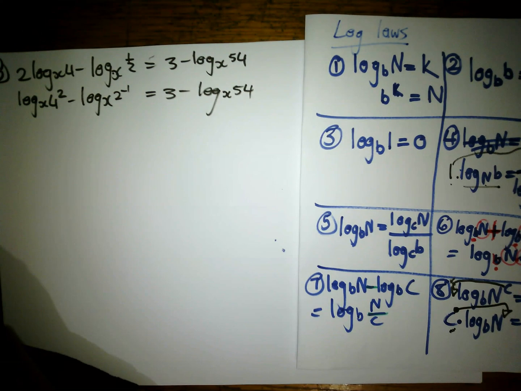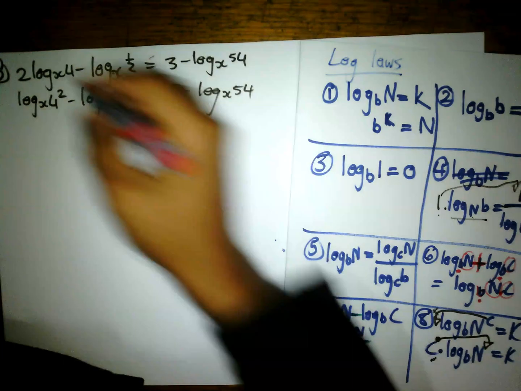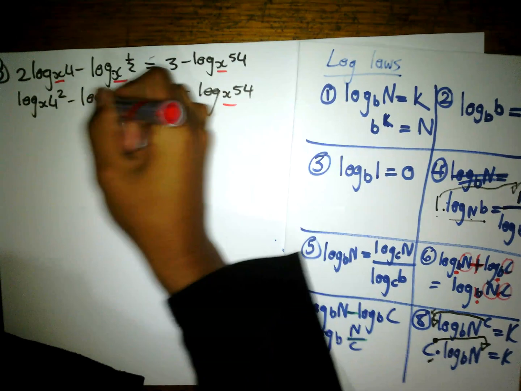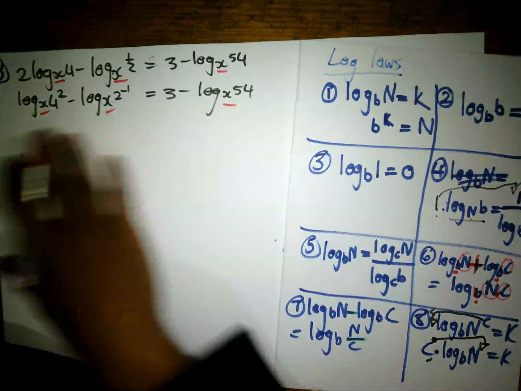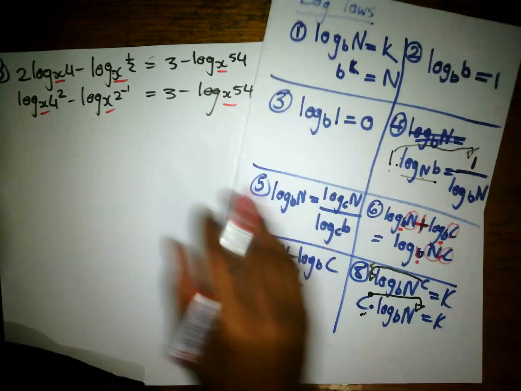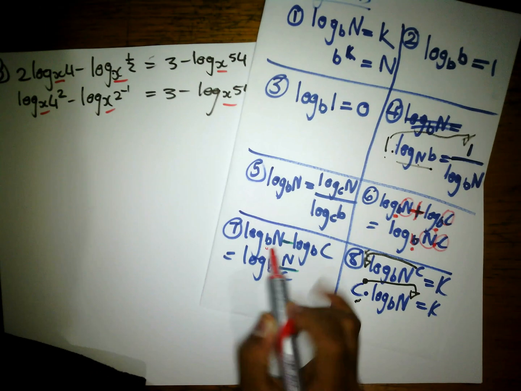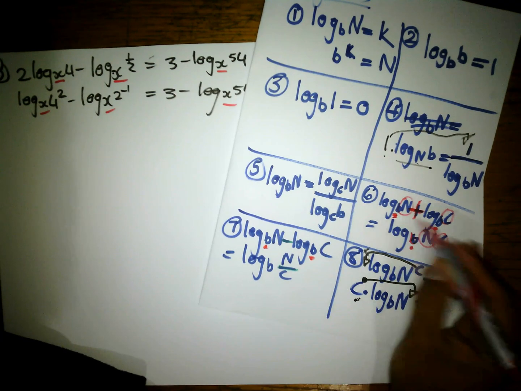Now you must have an eye for these things, and what I want you to notice is the base. The base is the same throughout the whole equation. So when you see that, you must know we're going to use these ones, number 7 and number 6.